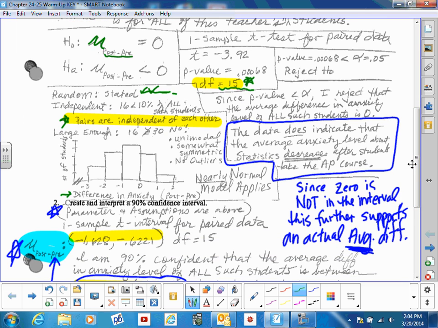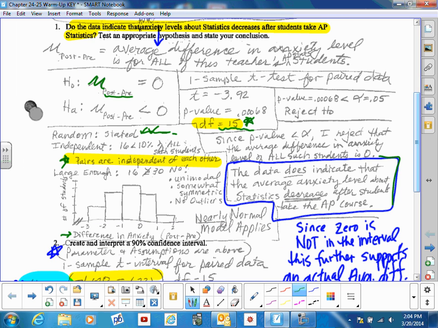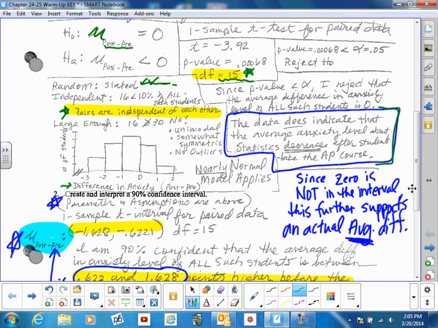If you are apprehensive about how to word your conclusion, big hint, spit back the question that was asked of you. So in this section that I highlighted here in blue, it answers almost verbatim the question that was asked. Now this says do the data, and y'all think that sounds weird, but data is a plural. Whatever. If it says, does the data indicate that the average anxiety levels about statistics decrease after the students take the AP statistics class? Look here. I just word for word answered that question. The data do. I put does because we just kind of freak out about that. The data does indicate that. Same words exactly. The average anxiety level about statistics decreases after students take the AP course. So big hint to you there. Spit back exactly what they asked and answer it.